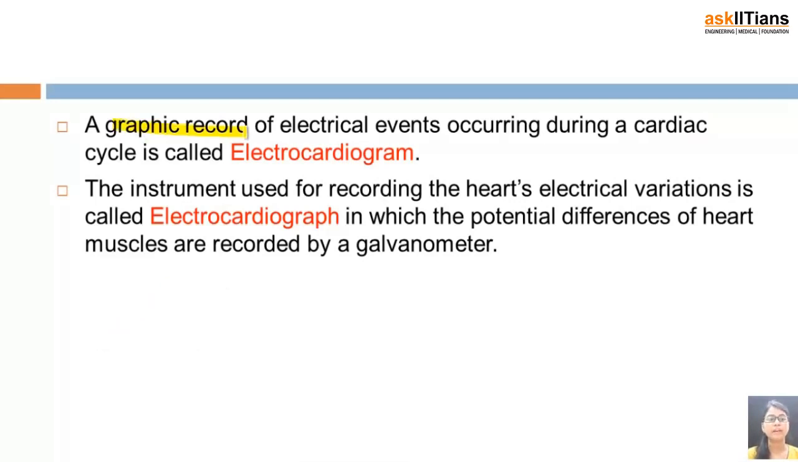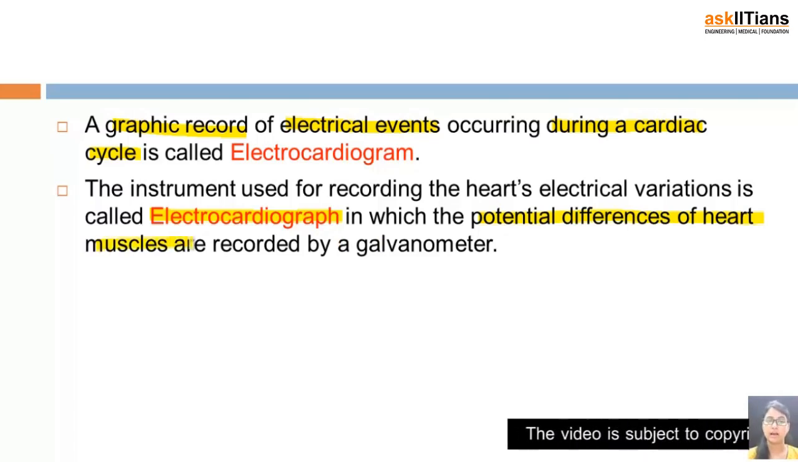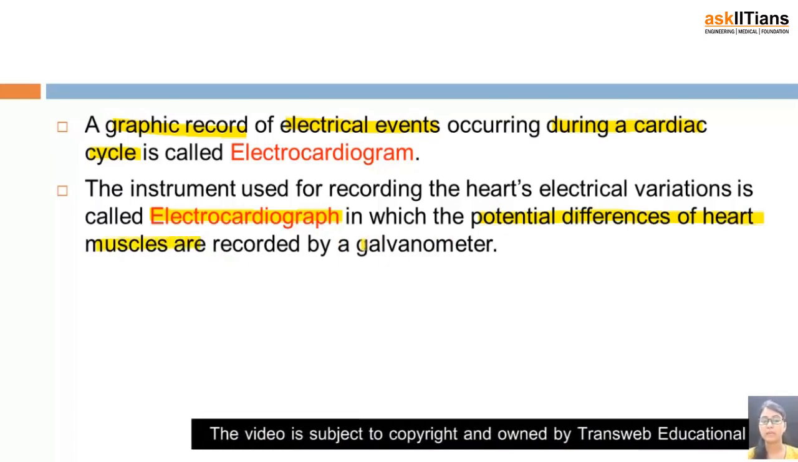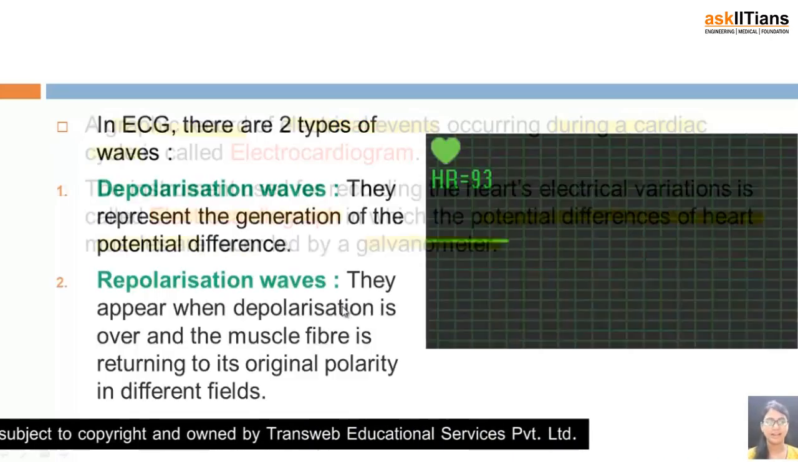It is a graphic record. Record of what? Record of electrical events. And from where do these electrical events occur? They are occurring during a cardiac cycle. There is an instrument which is used for recording all these heart's electrical variations. This instrument is known as electrocardiograph. And in this instrument, potential differences of heart muscles are recorded with the help of a galvanometer.